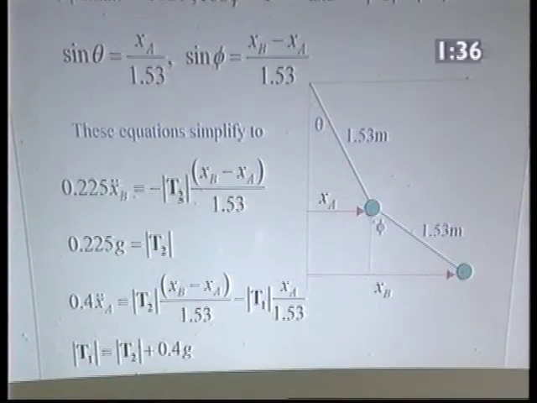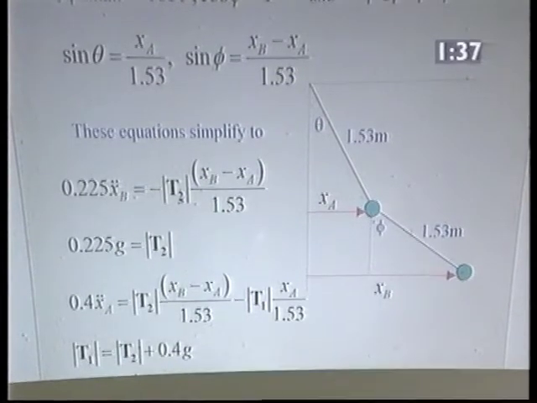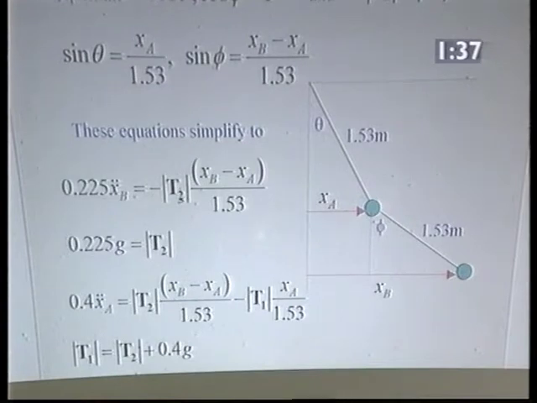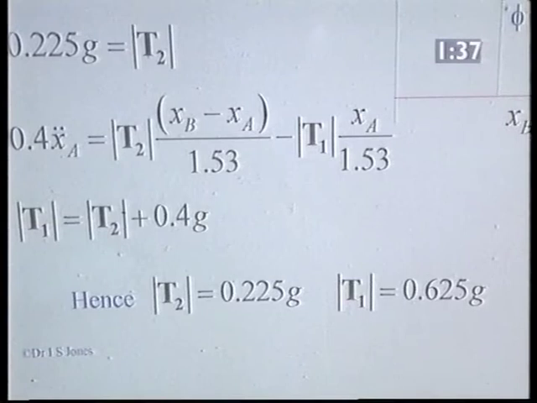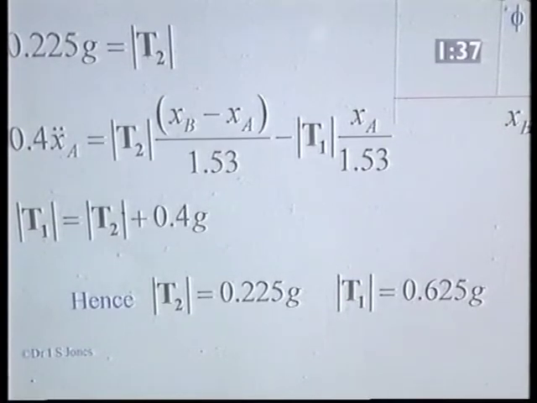If we take a look at these, if we look at the second and the fourth equation, out of this equation we get the value of the size of the tension T2. T2 is just 0.225 G. And if I put that into here, if T2 is 0.225 G, add that to 0.4 G, and we get the value for T1 as 0.625 G. So in fact, two of the unknowns have been determined.